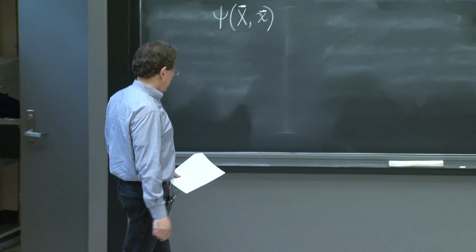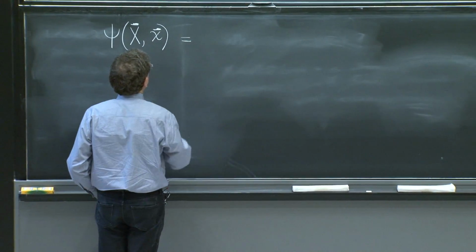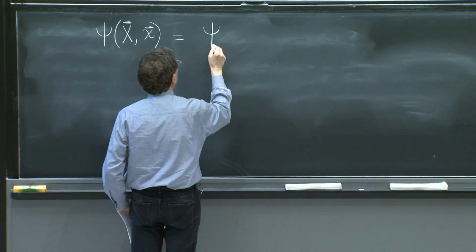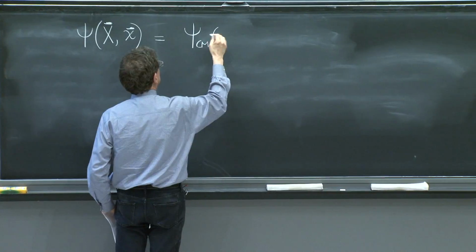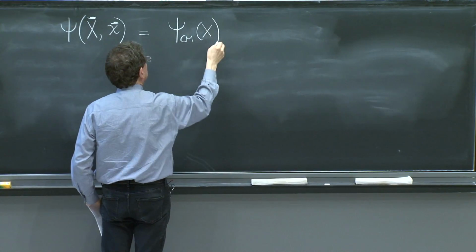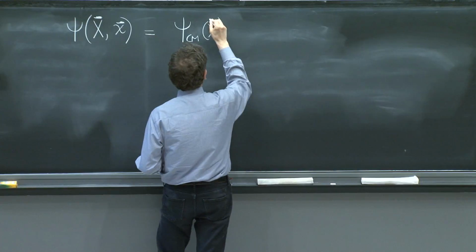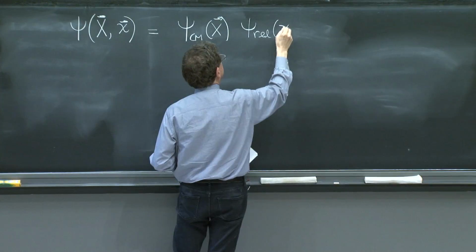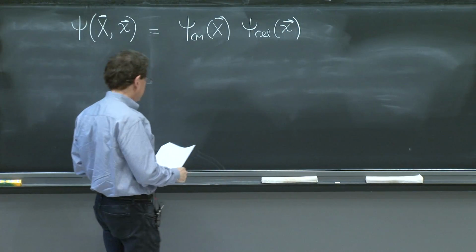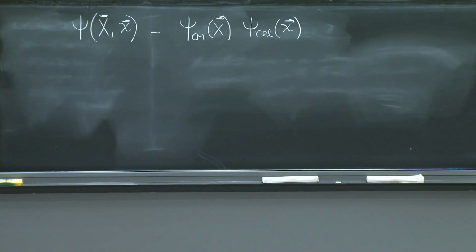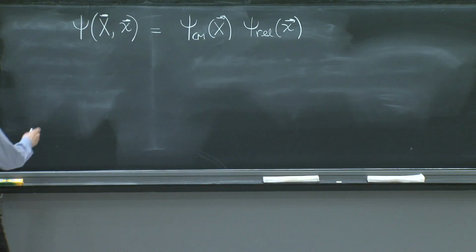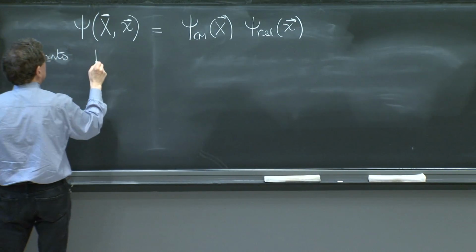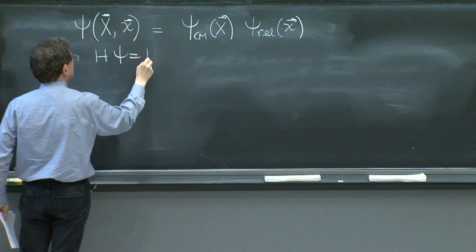So what we will consider is a simple solution that is of the product type. So there will be a factor which is a wave function associated with the center of mass, and a wave function associated to the relative motion. And we want to replace this into the Schrödinger equation, H psi equals E psi.